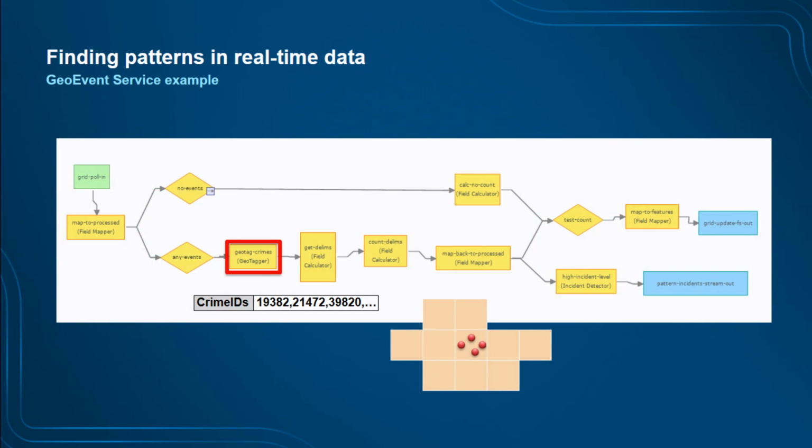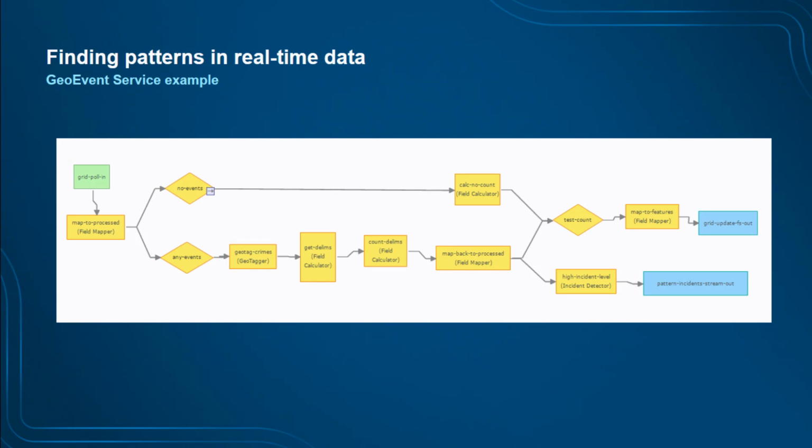In the demo's example, I'm enriching using the names or the identifiers for the crimes that occur in a polygon. So I'm going to get out a comma-separated list of all of the crimes that currently spatially intersect the polygon that is being processed. A pair of field calculators, then, are used to determine the actual count.